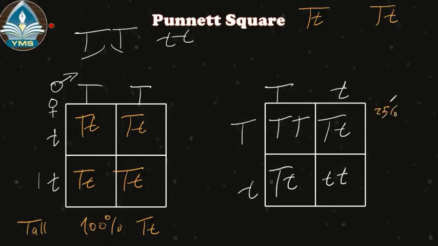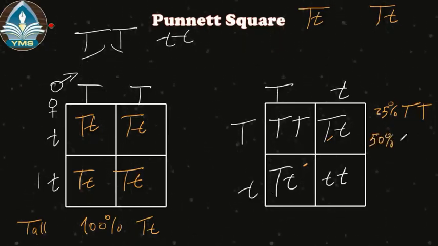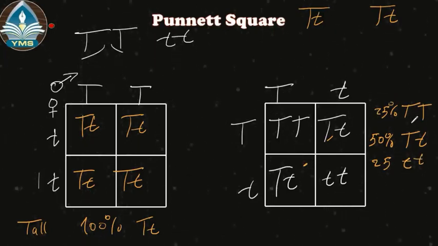25% is what? It is capital T, capital T. And this one and this one is 50% capital T, small t. And this one, 25%, is what? Small t, small t. Now, if we speak about the genotype, we have 25% capital T, capital T. The ratio is 1 to 2 to 1: 1 homozygous tall, 2 heterozygous tall, 1 homozygous short.